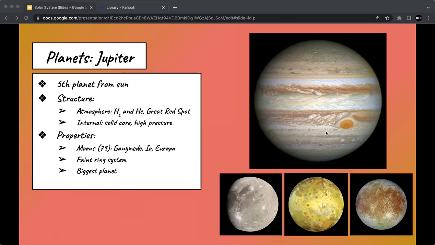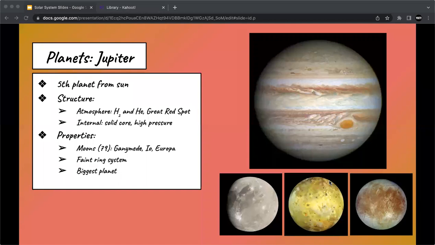Some properties, it has 79 known moons, so there are likely many more. And yeah, so the main ones, we have Ganymede, which is the one on the left. Ganymede is the biggest moon in our solar system. In the middle, we have Io, the yellow one. Io is the most volcanically active body in our solar system.